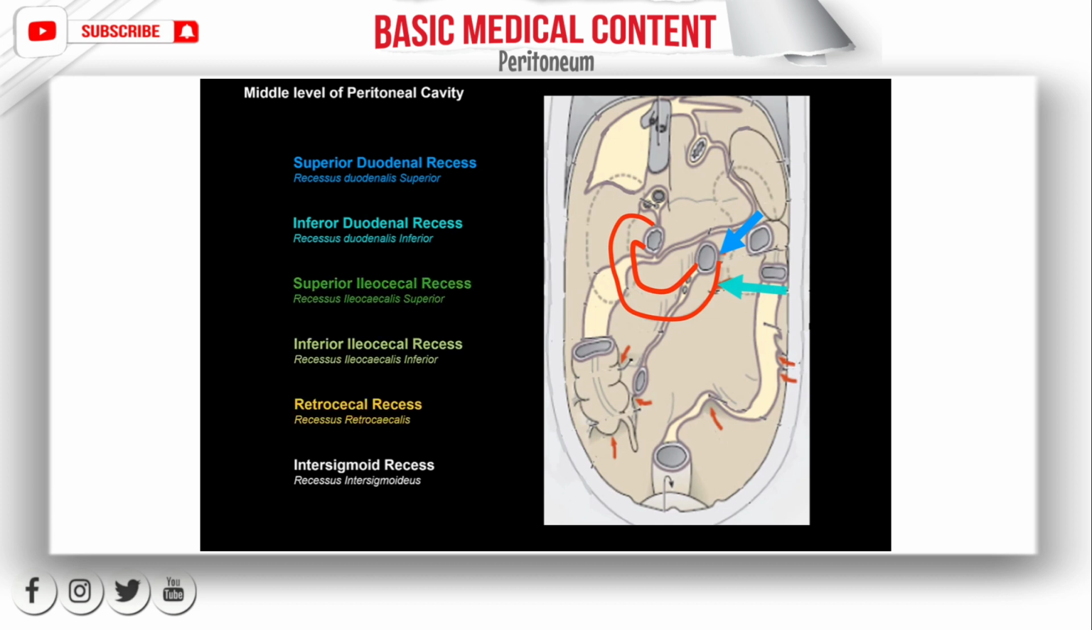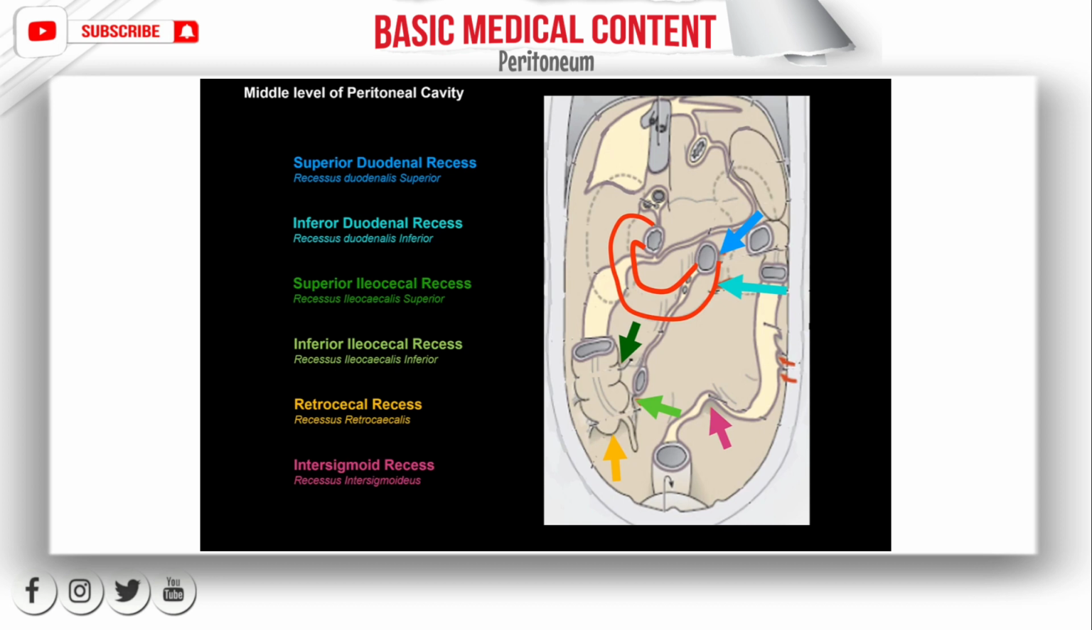The first one is called the superior ileocecal recess, and if you break down the name, you'll be able to locate the position of this recess. It's located above where the ileum meets the cecum. That's why it's called the superior ileocecal recess. And then down here is the inferior ileocecal recess, under where the ileum meets the cecum. The third one is called the retrocecal recess, which is under or behind the cecum. And then finally, we have the intersigmoid recess, right behind the sigmoid colon right here. So not that complicated, right?